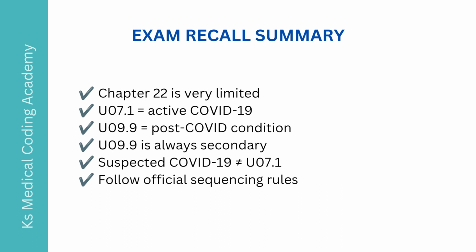Exam recall summary. Remember these key points. Chapter 22 is very limited. U07.1 indicates active COVID-19. U09.9 indicates post-COVID condition. U09.9 is always secondary. Suspected COVID-19 does not qualify for U07.1. Always follow official sequencing rules.